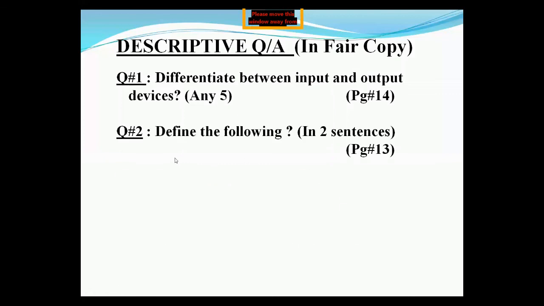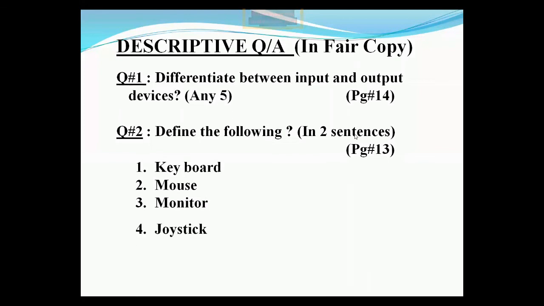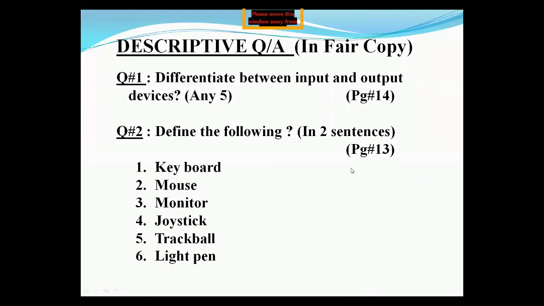And the second one is define the following in two sentences. Number one is keyboard. Write two sentences about keyboard, two sentences about mouse, two sentences about monitor, two sentences about joystick, two sentences about trackball, and two sentences about light pen. For answering all of these, you can read page number 13. For differentiating between input and output devices, read page number 14.